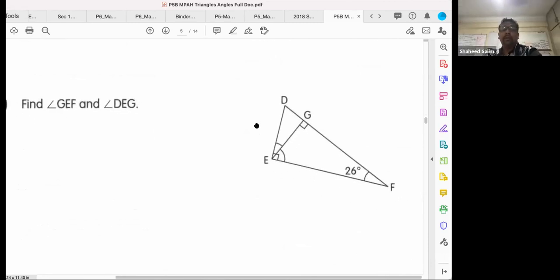All right, you try now. GEF. Okay, I'm going to highlight where GEF is. Can you find GEF first now? GEF, this one.